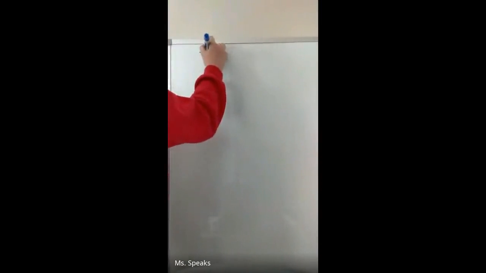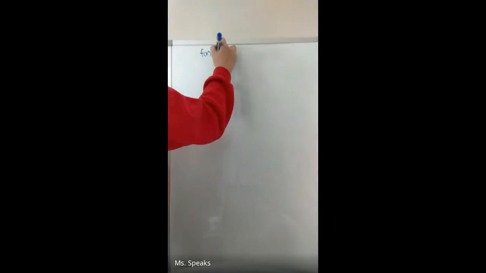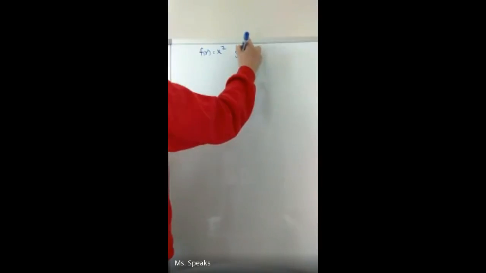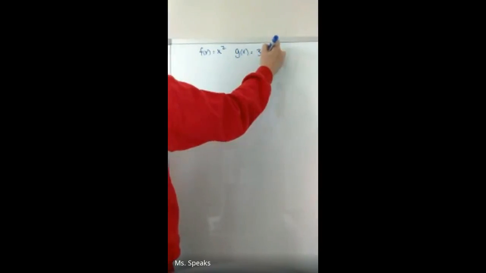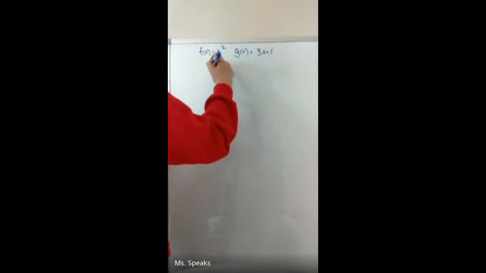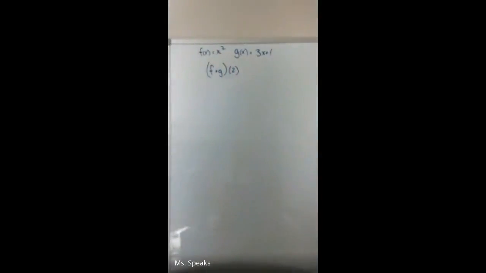The other thing that we can do with composites, so like if you're looking at that remediation assignment, this would be number 57, but this is I think the easy part for you guys. So if f of x is x squared and g of x is 3x plus 1, and they want f of g of 2. All right, this was, I think, the easy part for you guys.